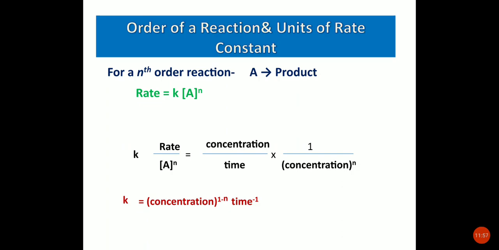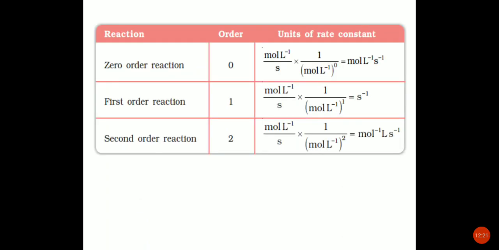Now for a zero order reaction, we just substitute the value of N. For a zero order reaction, the unit of rate constant K is concentration raised to 1 minus 0, time raised to minus 1. That is concentration raised to 1, time raised to minus 1. The concentration unit is mole per liter, so it is mole liter raised to minus 1 second raised to minus 1.